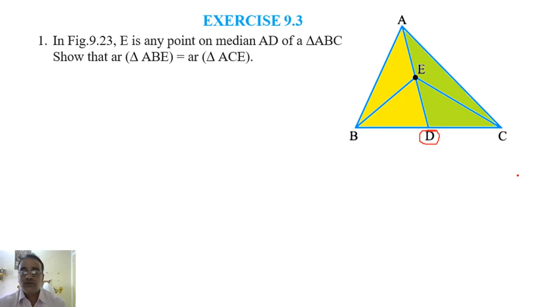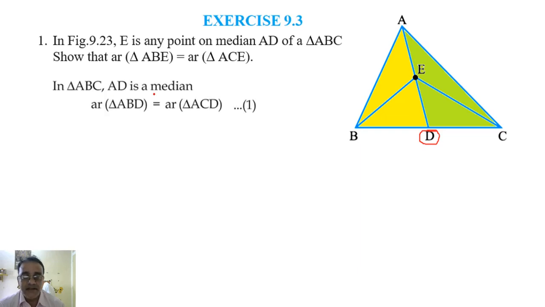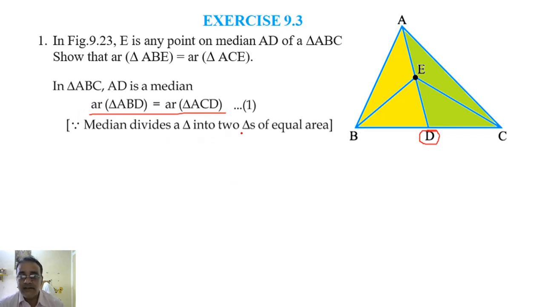Yes. Okay, so थोड़ा सा write up देख लेते हैं. We'll write in triangle ABC, AD is the median. So area of these two triangles are equal. The reason is that median divides a triangle into two triangles of equal area. So let it be equation number 1.